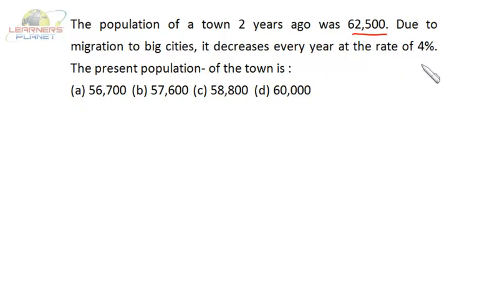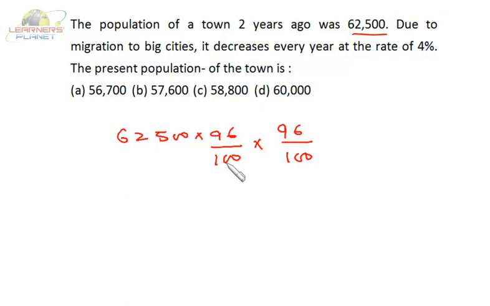That means after 1 year, the population will be reduced by 4%. That means the new population will be 96% of the original, that means of the first year. So after first year, the population will be 96%. Okay. And after second year, further there is a 4% fall in the population. So the new population will be 96% of the first year. Okay.